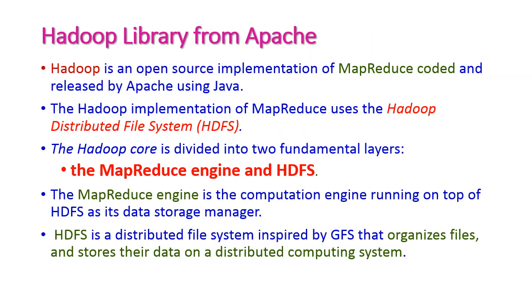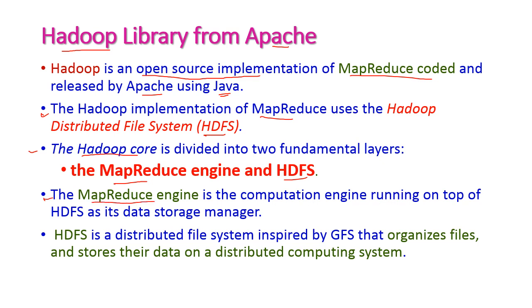First, let us discuss something about the Hadoop library from Apache. Apache invented this Hadoop, and Hadoop is an open source implementation of MapReduce, released by Apache using the Java language. Hadoop's implementation of MapReduce uses HDFS, that is Hadoop Distributed File System. Here, Hadoop core is divided into two fundamental layers. The first layer is the MapReduce layer and the second layer is the HDFS layer.